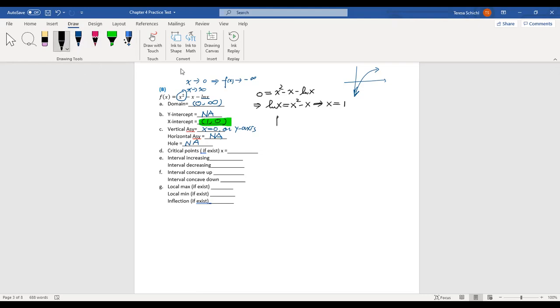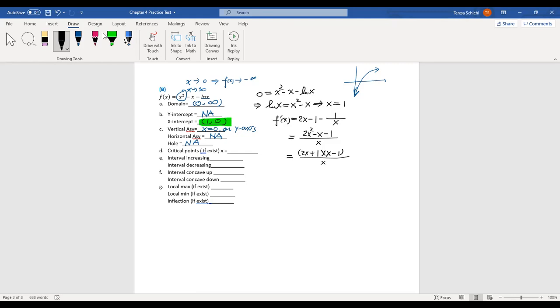Now let's take a look at the critical points. The critical point comes from f prime of x, right? So the derivative of x squared is 2x, minus 1, minus 1 over x, correct? Then we find the common denominator, which is x. So this is 2x squared minus x minus 1 over x. Let's try to factor it. This is (2x plus 1)(x minus 1).